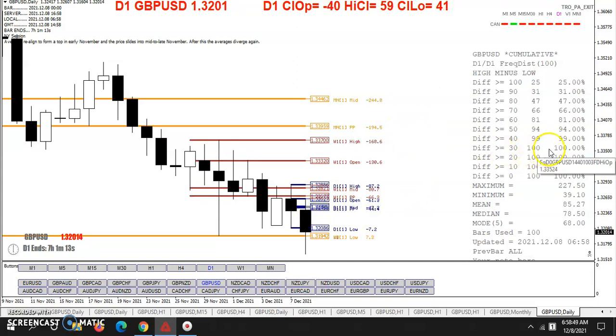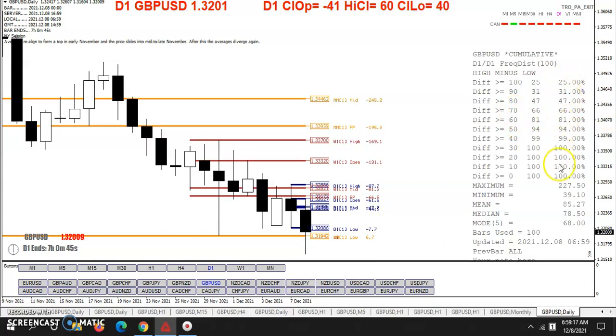You can see 100% of the time, daily range is above 30. This is a cumulative frequency distribution. 99% of the time, it's greater than 40. 94% of the time, it's greater than 50. 81% of the time, greater than 60. 66% of the time, greater than 70.